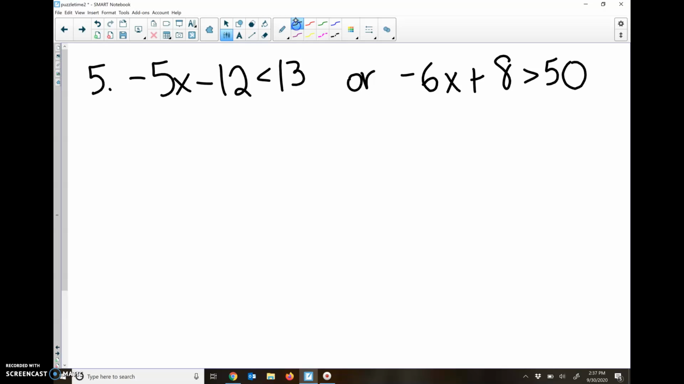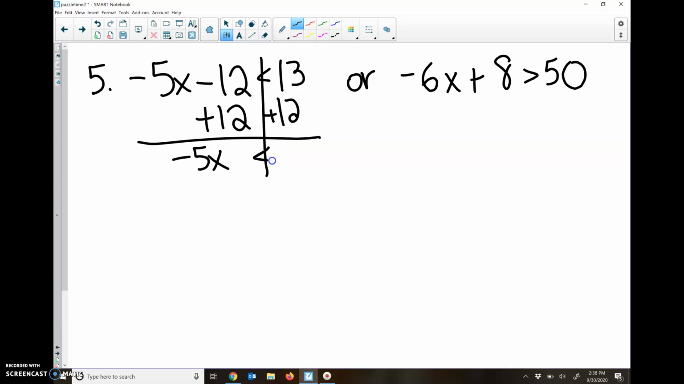And I need some more room here. All right, so number 5. I'm going to add 12 to both sides. So remember, we like these better because they're already split up for us. So I get negative 5x is less than 13 plus 12, which is 25. Divide by negative 5 on both sides, so my sign's going to flip. It was a less than sign, and now it switches to a greater than sign.